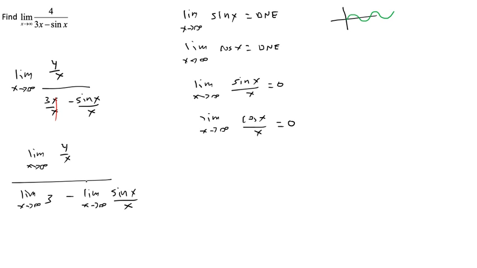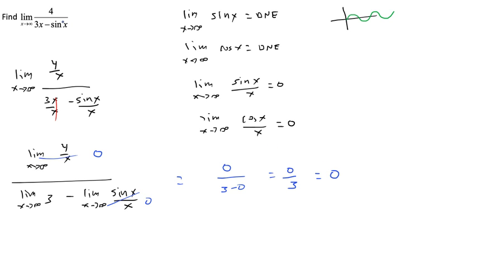But wait a minute, check out what happens. The first is equal to 0, the second is equal to 3, and the third is equal to 0. Notice what we get: 0 over 3 minus 0. That's just 0 over 3, which actually is a number. That's just equal to 0.